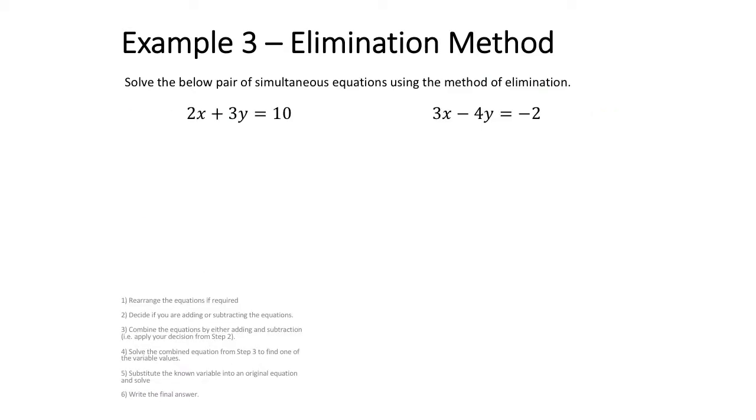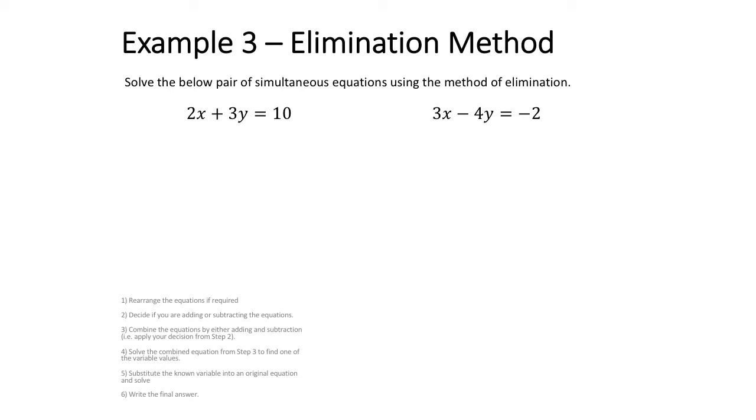So in the example, I want to solve 2x plus 3y is equal to 10 and 3x minus 4y is equal to negative 2 using the elimination method. My first step is going to be to see if I need to rearrange or adjust any of my equations. In my equations, I've got a 2x and a 3x, a 3y and a 4y. So after looking at that, I can see that none of my variables have the same coefficient.